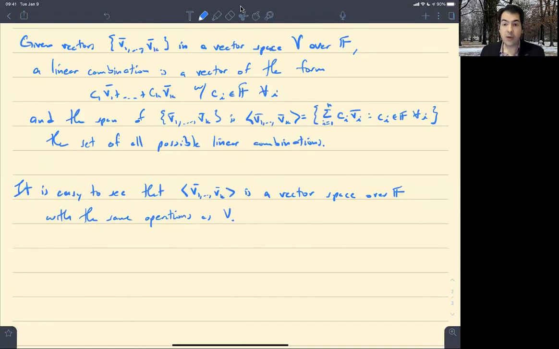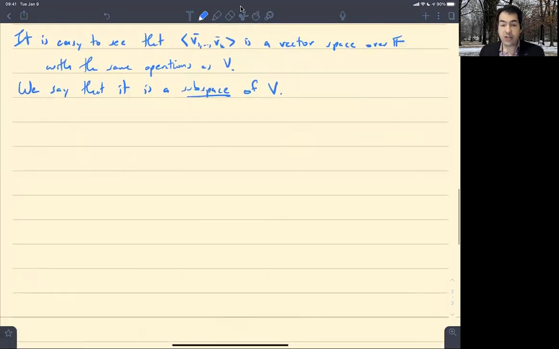Whenever that happens, whenever we have a subset of a vector space that is itself a vector space with the same operations, then we call it a subspace. So in this case, we say that it is a subspace of V. Okay, now actually when you want to check that something is a subspace, you don't have to check every single part of that definition, because parts of it you get for free because you've already checked that for the vector space V itself.